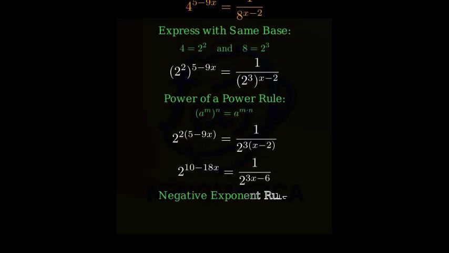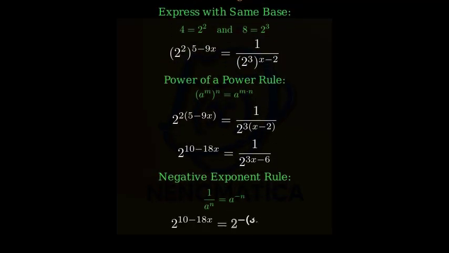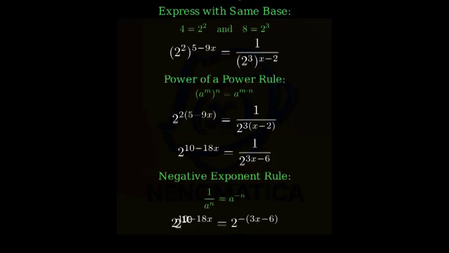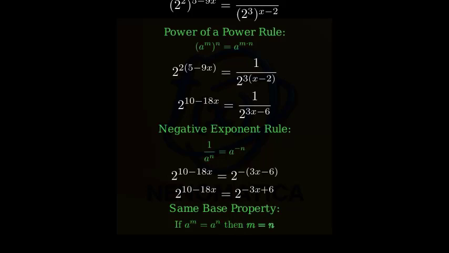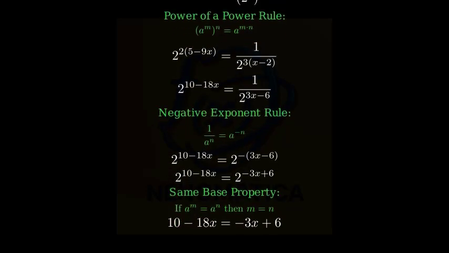Now, we can rewrite the right side using the negative exponent rule. 1 divided by 2 raised to the power 3x minus 6 equals 2 raised to the power negative 3x plus 6. Since we have the same base on both sides, we can set the exponents equal. This gives us 10 minus 18x equals negative 3x plus 6.